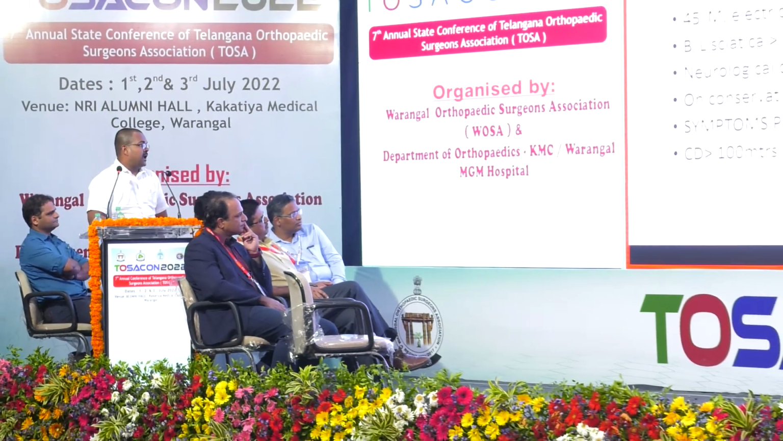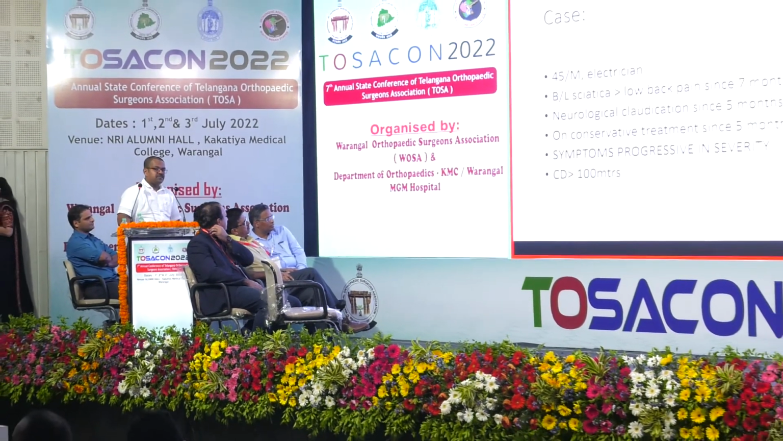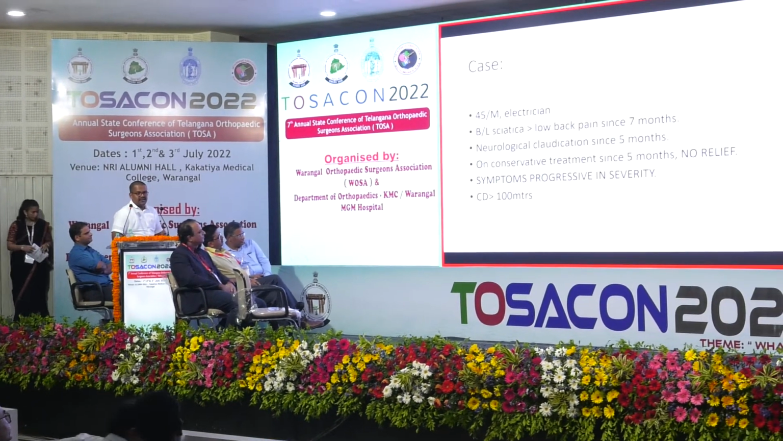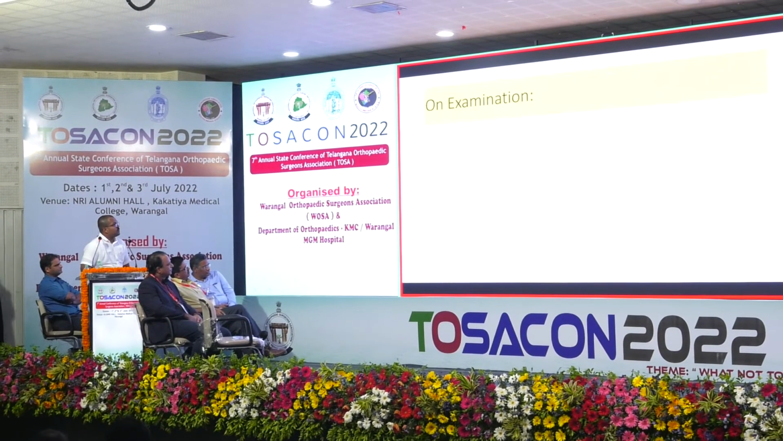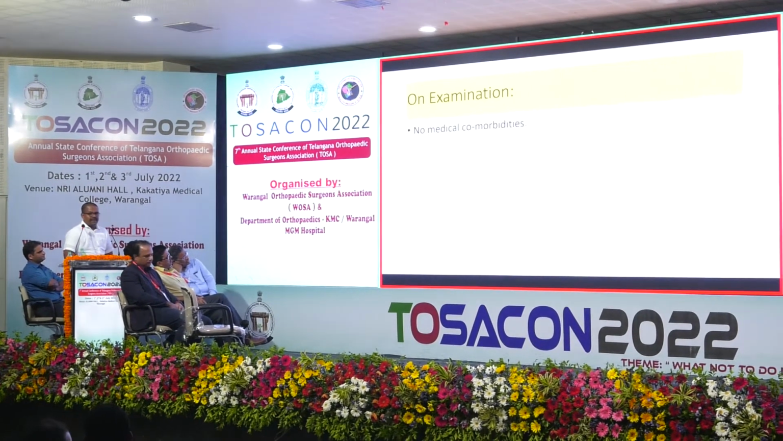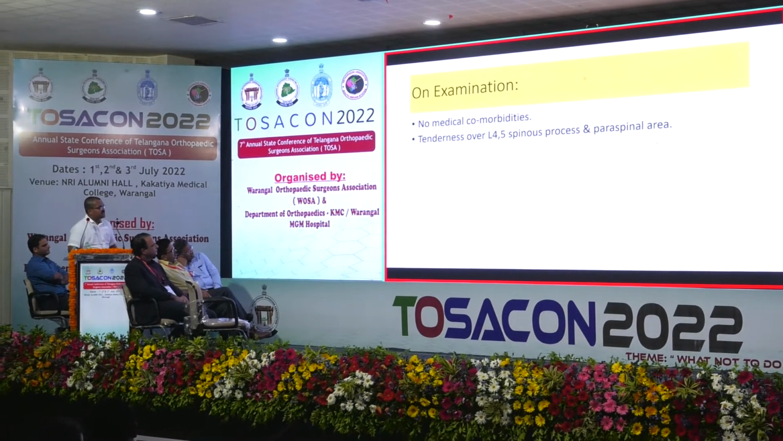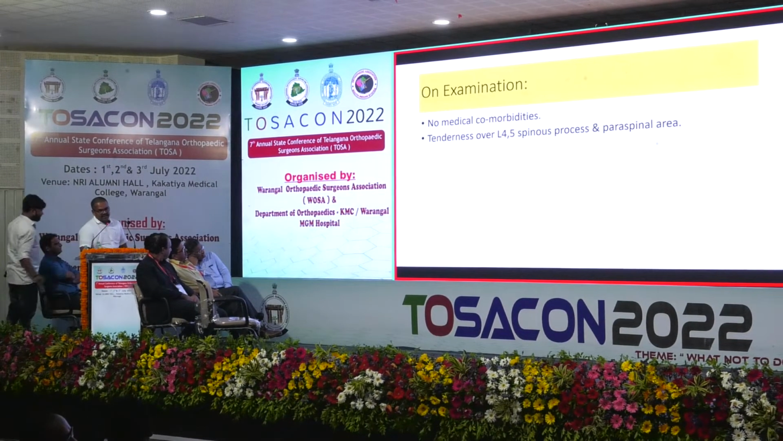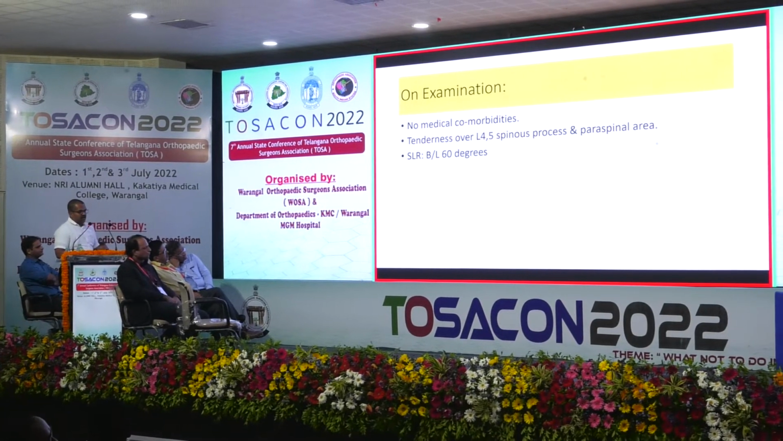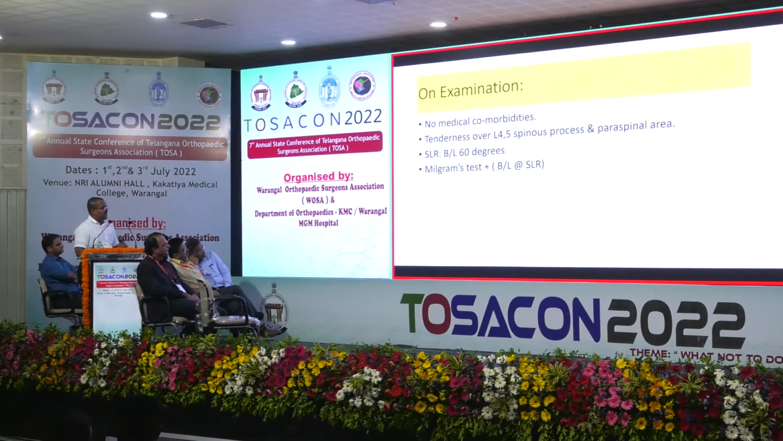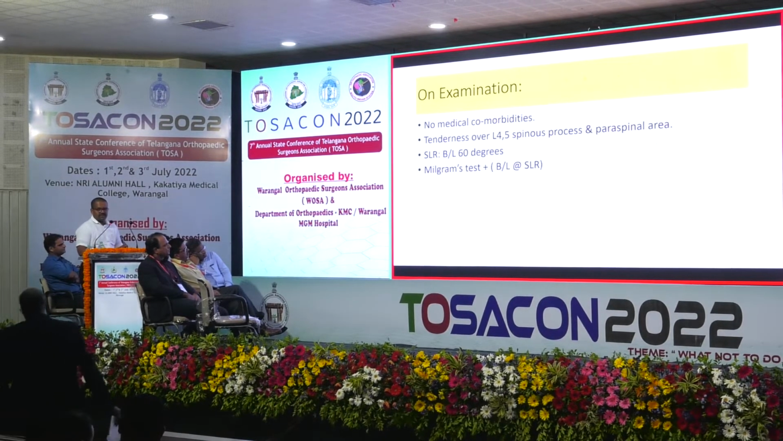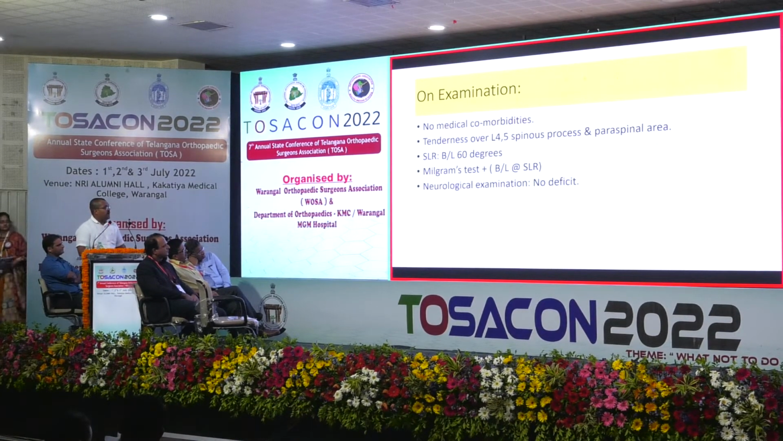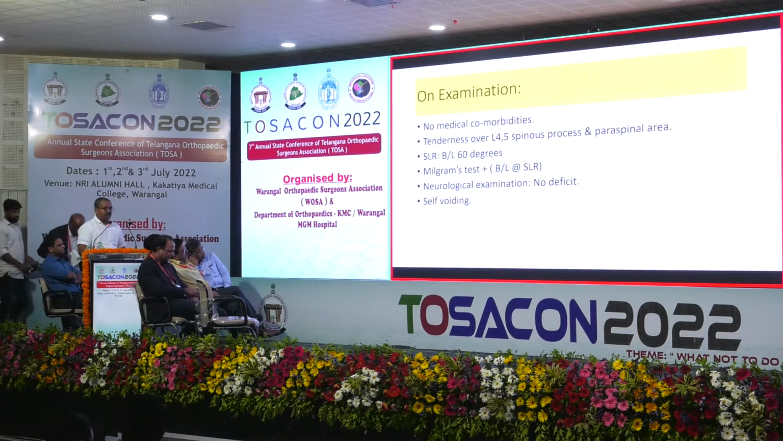His symptoms were progressive in severity, and at present, when presented to me, his claudication distance was less than 100 meters. On examination, there were no medical comorbidities, and there was tenderness over the L4 and L5 spinous process area and paraspinal area. Bilateral SLR was 60 degrees, and his Milgram's test was positive. That's a bilateral active SLR. On neurological examination, there was no neurodeficit, and the patient was self-voiding.